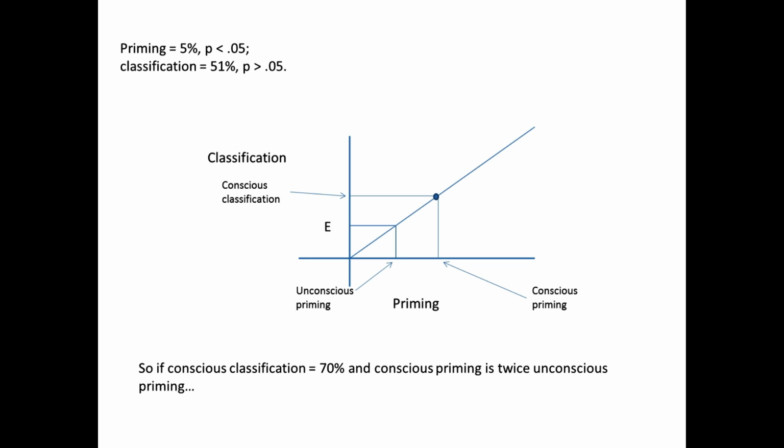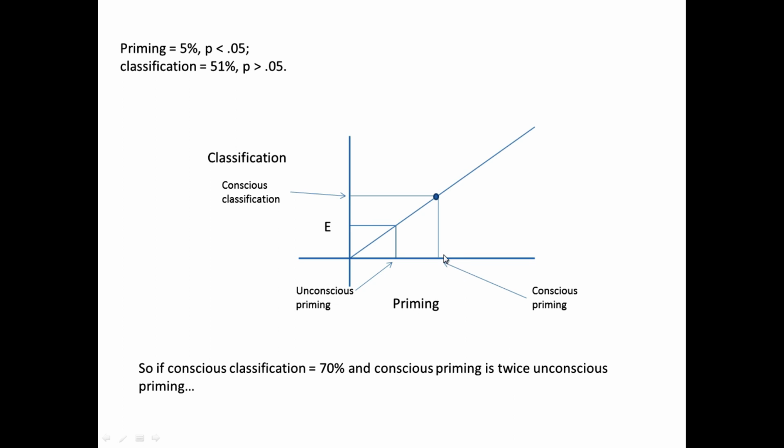So if conscious classification was 70%, and my calculator, by the way, presumes that the null hypothesis is 0. So in a case where the null is 50%, subtract 50 from your scores. That resets the null to 0. You see, 50% is your chance baseline. Subtract 50 from your scores. So 70% would go to 20% then for conscious classification.